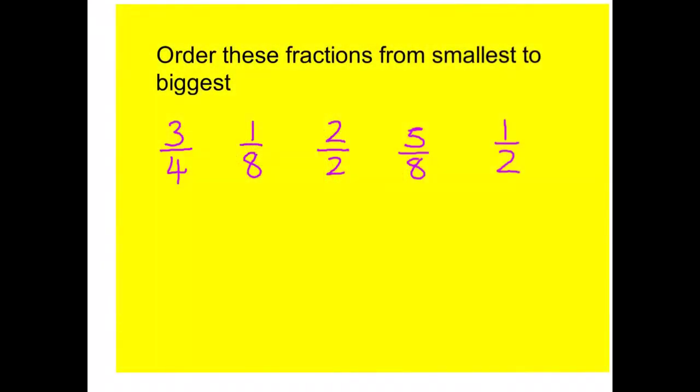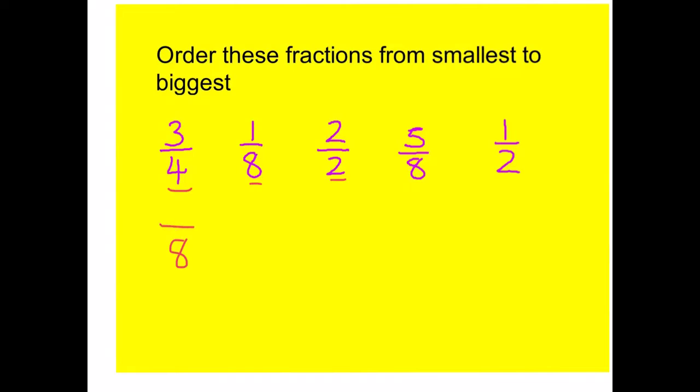In this question we have 5 fractions that have to be ordered from smallest to biggest. As we can see, this is going to be made difficult because the denominator on the bottom is different in quite a few of our fractions. So what we need to do is turn them all into the same denominator. So we need to find a number that 4, 8 and 2 all divide into. And this one is pretty easy because they all divide into 8.